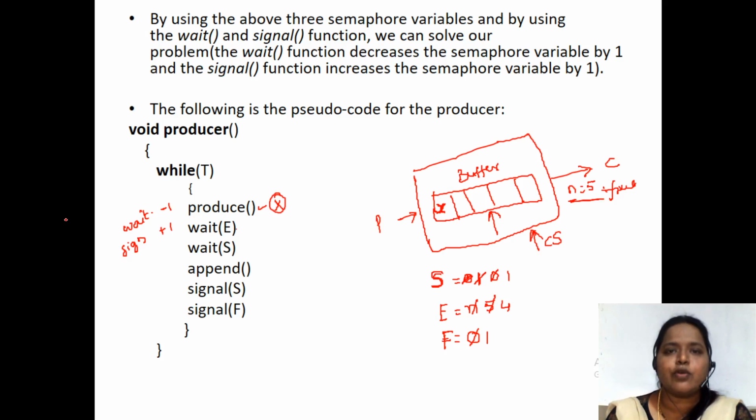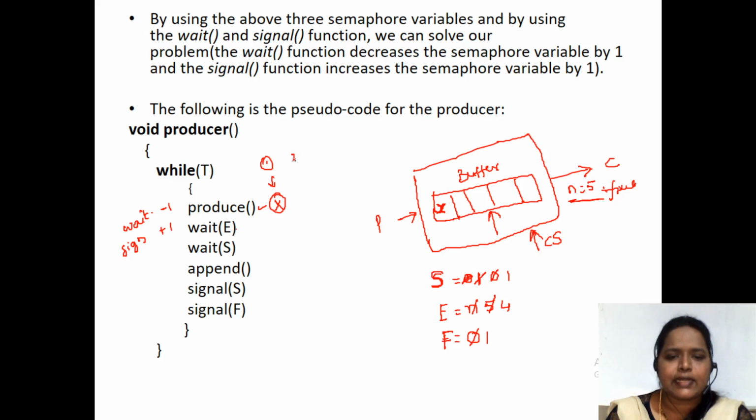So what we are doing is, when we are producing an item, the full count is increased, and the empty slots are decreased. So that is the concept of the producer producing an item. After signal, this is the first turn, and we have produced one item.